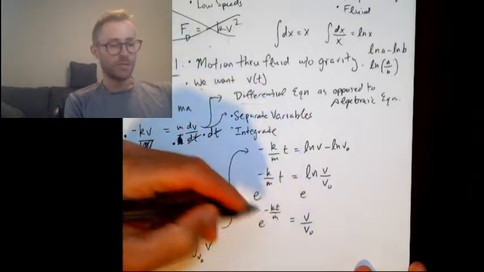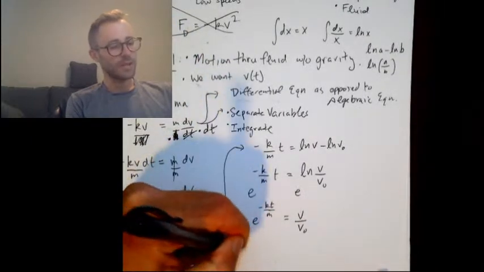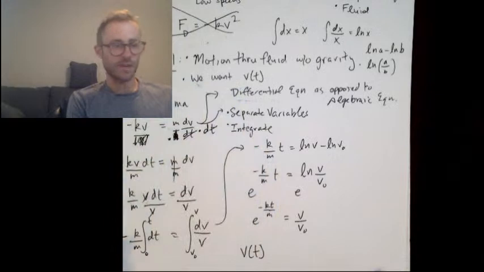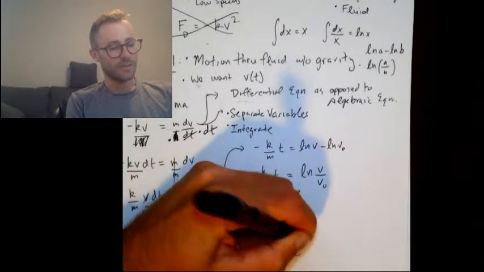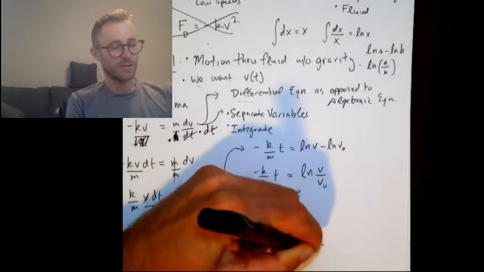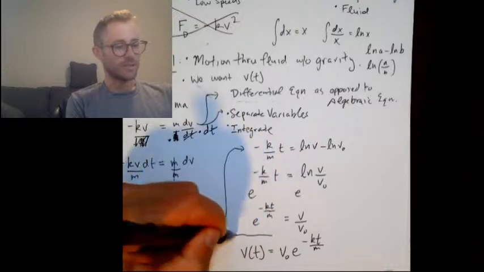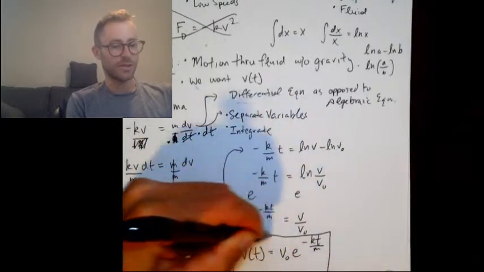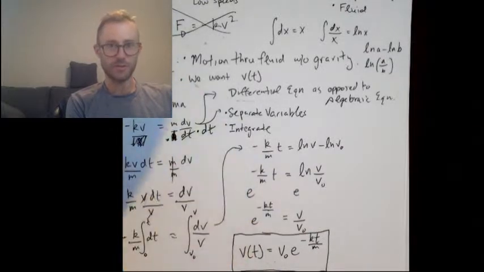And then I multiply both sides by v naught. And what I get is the velocity as a function of time equals v naught times e to the minus kt over m. All right? So this is the equation. So if you don't know any calculus, this is the equation you write down. And that's completely fine.